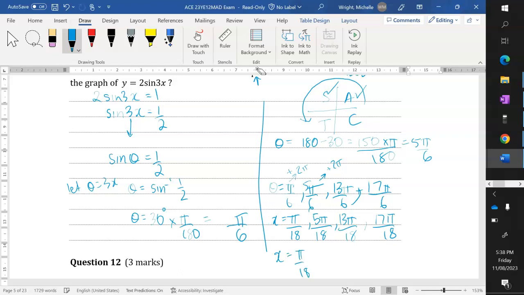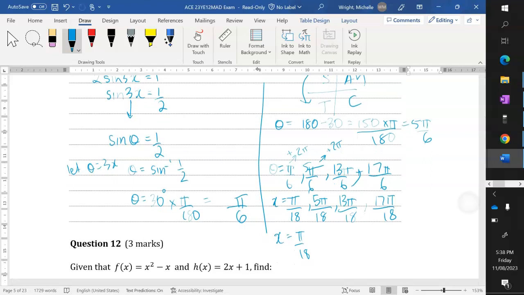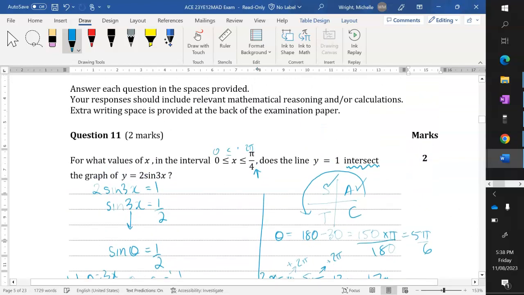And that shouldn't have a 3 there, sorry. So I'll pop that 3x up there. That looks a bit better. Okay, so that's my answer. Pi over 18. That was worth 2 marks.